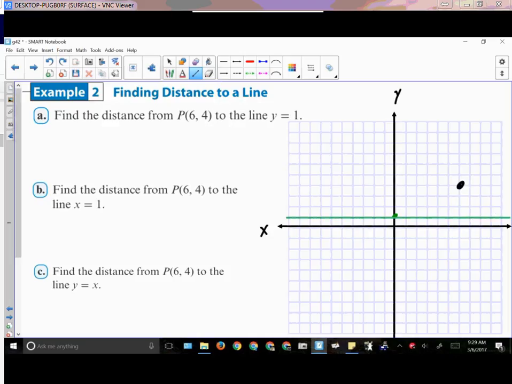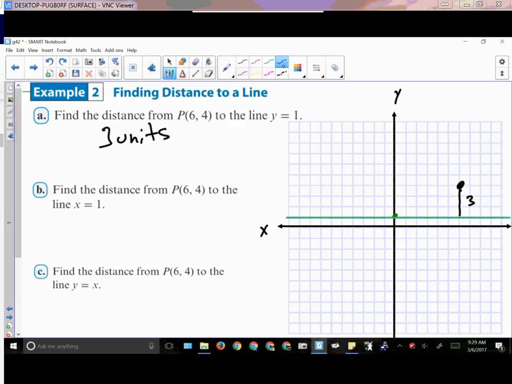So now if it's supposed to be perpendicular as the shortest, that means I can just come straight down, isn't it? Because this is a horizontal line, a vertical line would be perpendicular. So I just have to count down 1, 2, 3. So this would be 3 units. That makes sense?